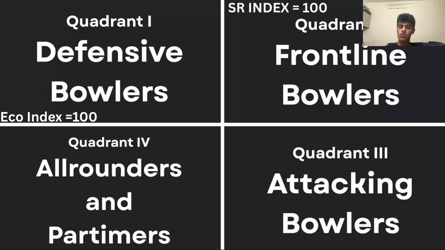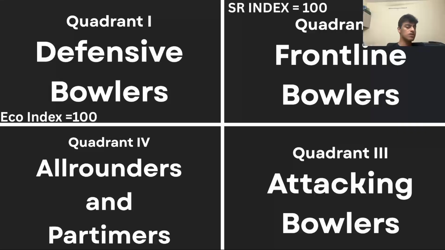Now, quadrant 4 is all rounders and part timers. Usually, if you're bowling 20 overs, each bowler can only bowl 4 overs. So, most teams come in with 5 bowlers and a part timer, or maybe 2 part timers. Usually, the fifth bowler is not a full time bowler like a defensive bowler, attacking bowler, or frontline bowler. These bowlers usually perform worse than average when compared to proper bowlers.